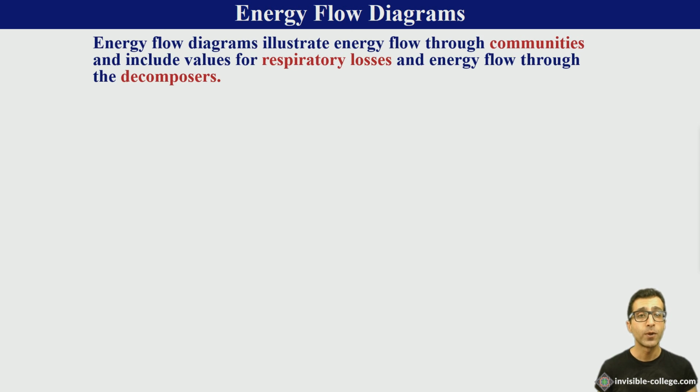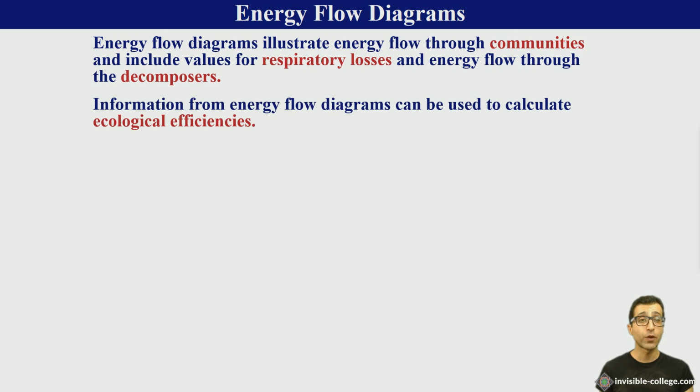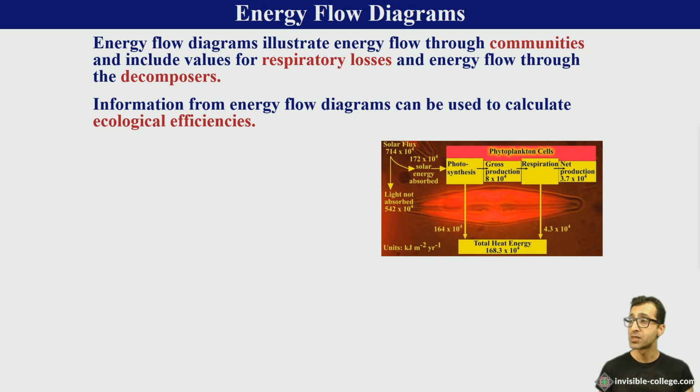So energy flow diagrams, in contrast to pyramids of numbers, pyramids of biomass, and energy pyramids, include values for respiratory losses and energy flow to the decomposers. So information from energy flow diagrams can be used to calculate ecological efficiencies. So here is one such energy flow diagram.